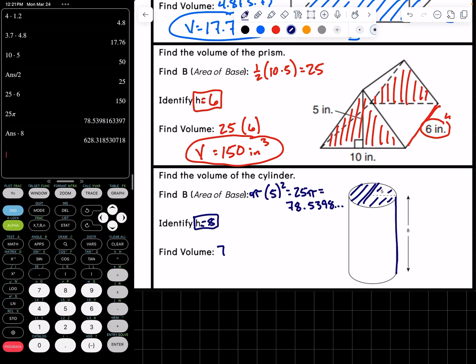So basically I'm just going to talk about it as 25 pi. 25 pi times my height, which is 8, volume is going to equal 628.32. And I'll just go ahead and round to the nearest hundredth. We don't have units, so we'll go units cubed.